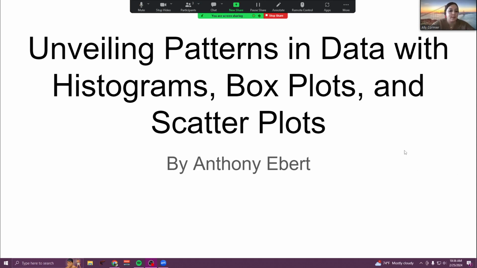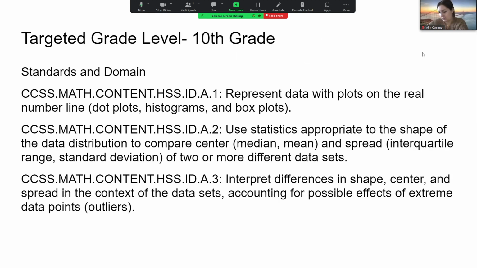Recording in progress. My name's Anthony Ebert, and I'm doing "Unveiling Patterns in Data with Histograms, Box Plots, and Scatter Plots." So we're going to be doing a little bit of graphing today. My targeted grade level for this is 10th grade, trying to cover three standards: IDA 1, IDA 2, and IDA 3.